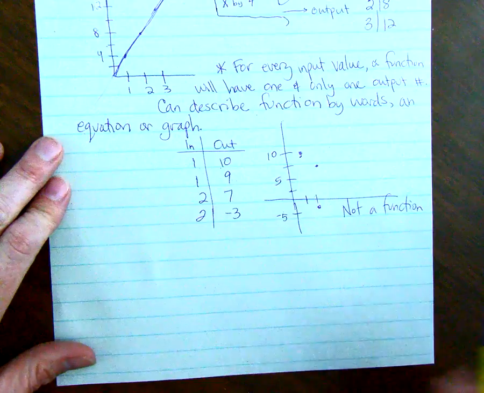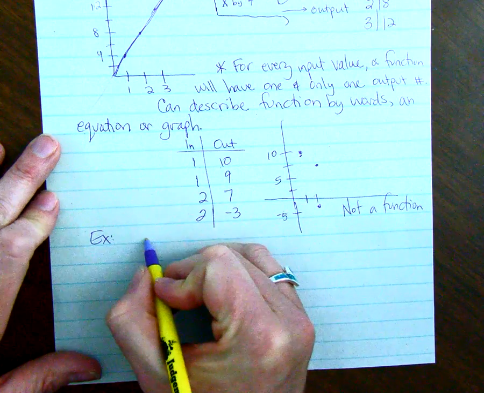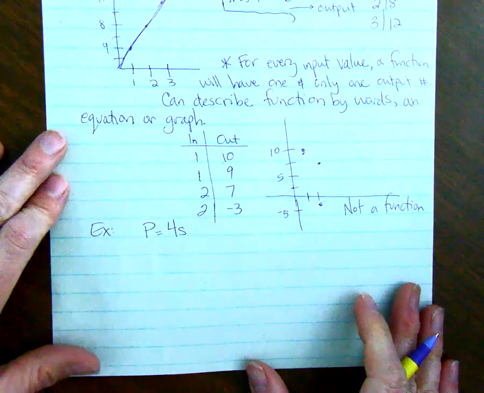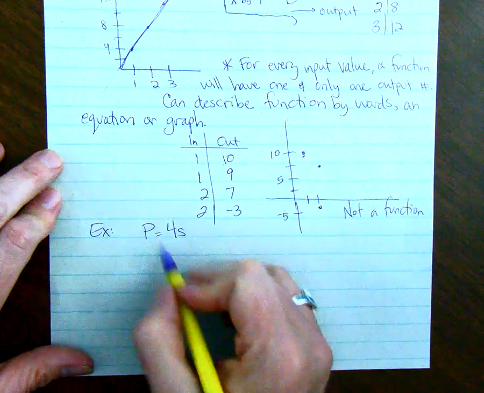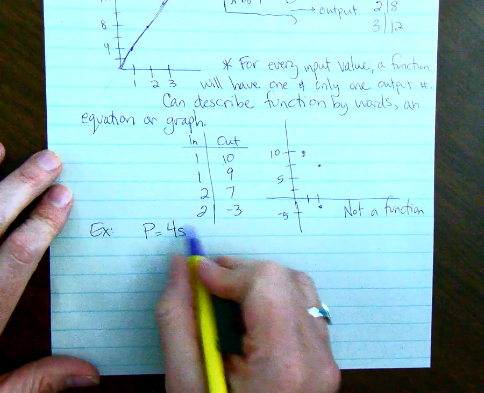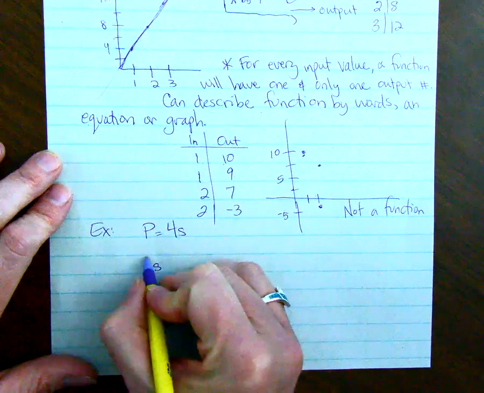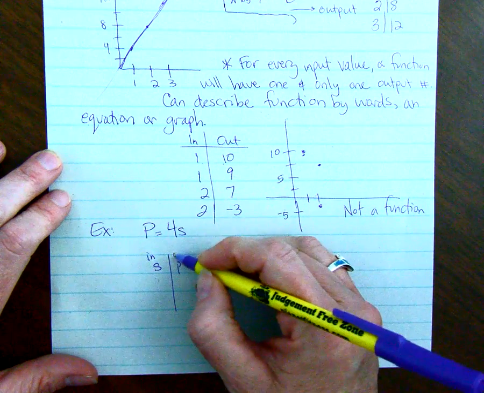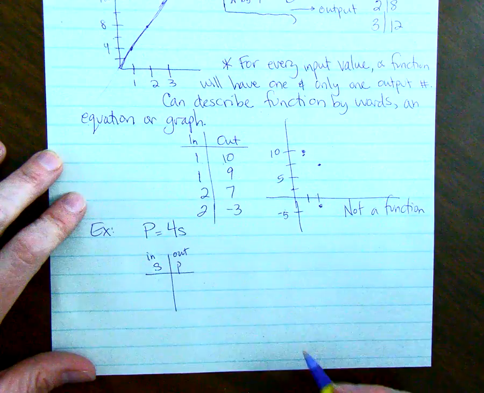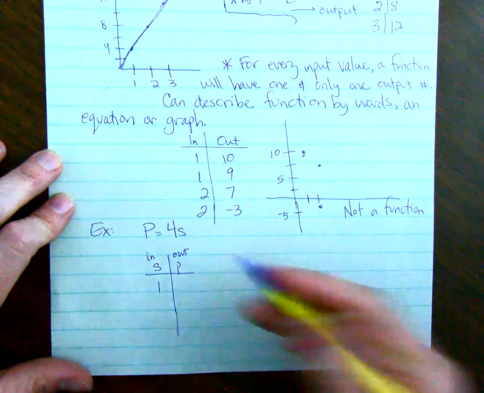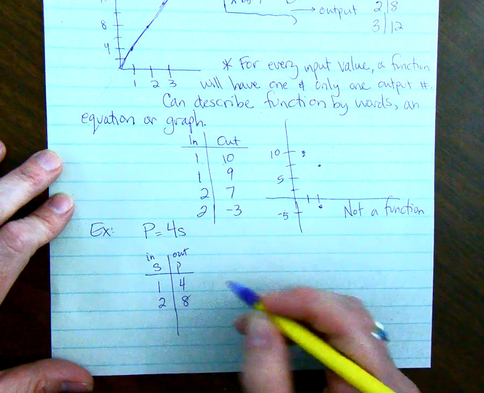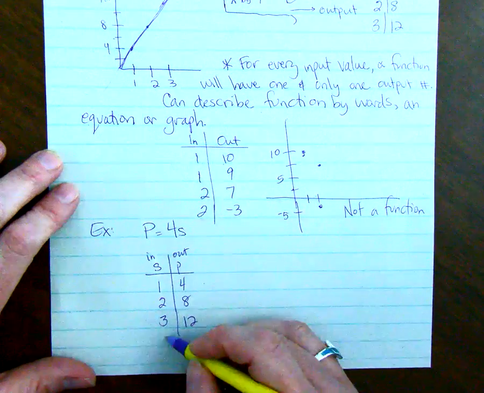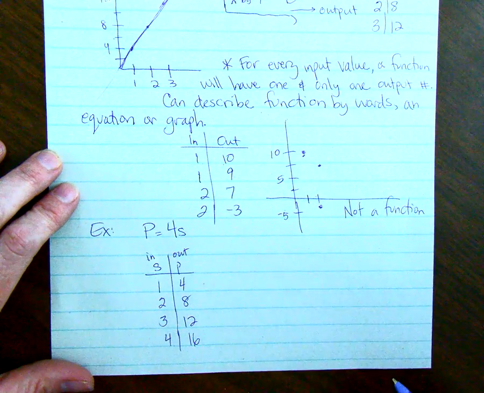Here's an example of a function. P equals 4s. This is like the perimeter of a square. Take 4 times the side length. For our input, we're going to put in our side length s. For our output, we'll get the perimeter. If the side length is 1, the perimeter of that square would be 4. If it's 2, the perimeter would be 8. For a side length of 3, the perimeter would be 12. For a side length of 4, the perimeter would be 16.